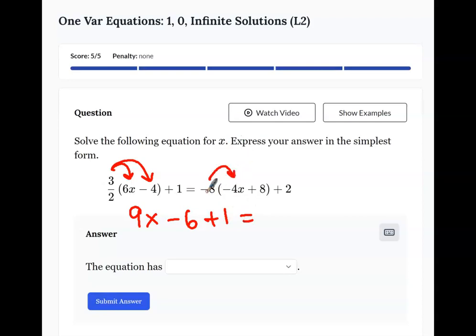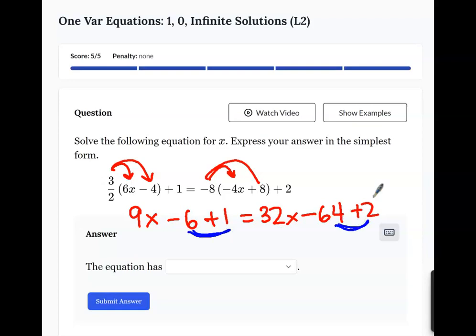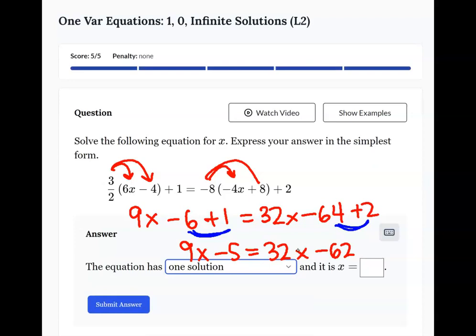Now over here, we're going to get negative times negative is a positive 32x. A negative times a positive is negative 64. Combine like terms. These are like terms. These are like terms. So it looks like my new sentence will be 9x minus 5 equals 32x minus 62. This is definitely not a match. So we definitely have one solution.